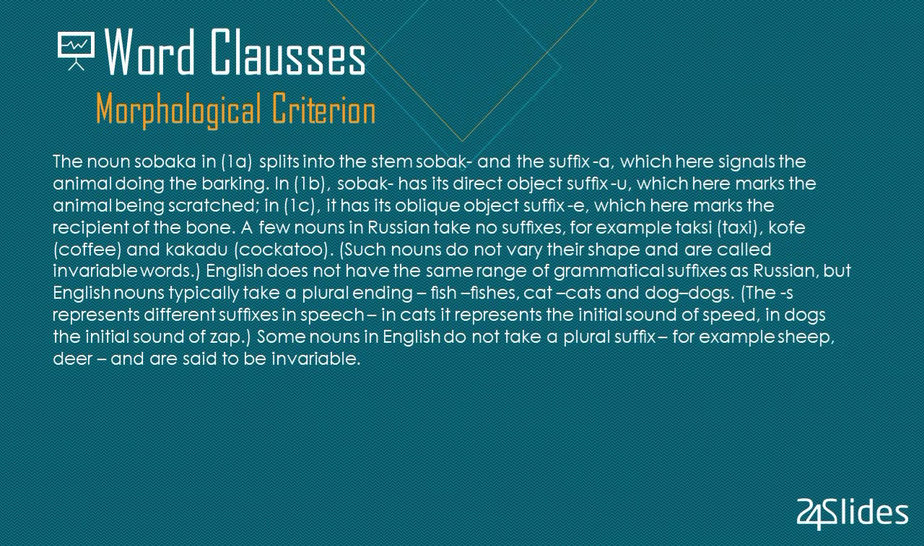English does not have the same range of grammatical suffixes as Russian, but English nouns typically take a plural ending: fish, fishes, cat, cats, and dog, dogs. The s represents different sounds in speech. In cats, it represents the sound s. In dogs, it is the sound z. Some nouns in English do not take a plural suffix. For example, sheep and deer are said to be invariable.